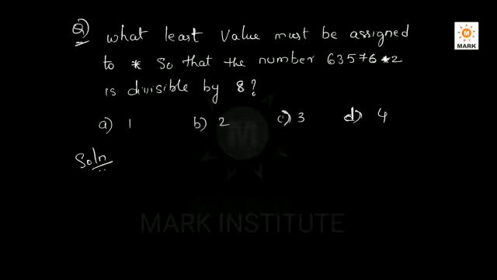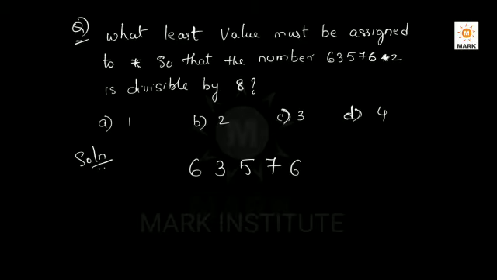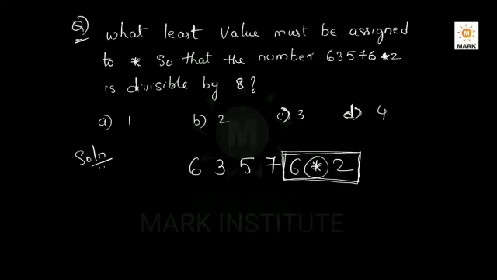Here there is one more question based on the divisibility rule for 8. The question is, what least value must be assigned to star so that the number 63576 star 2 is divisible by 8? Options are 1, 2, 3, 4. Friends, the given number is 63576 star 2. We know very well the divisibility rule for 8 is based on the last 3 digits of any number, right?